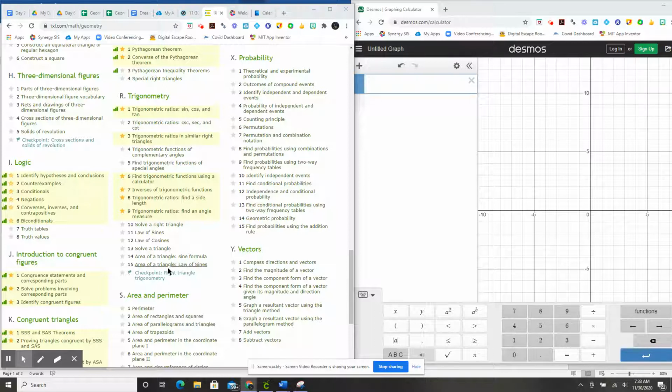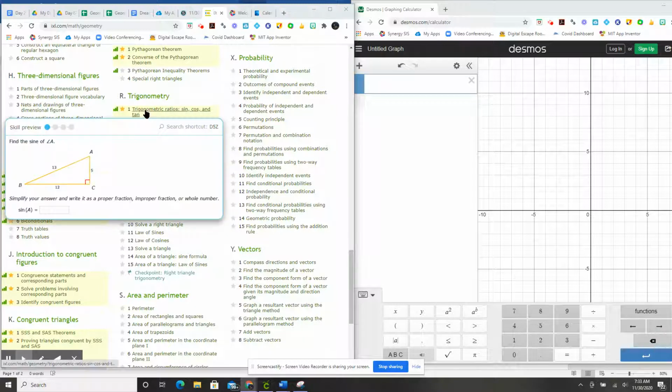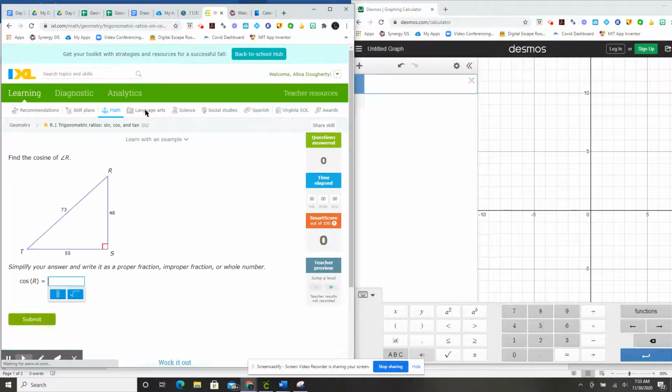So it's super important that you only do the highlighted skills here. Do not go try to do the other skills. We're not going to talk about those. That is for a whole other class, okay? We're going to start with trig ratios, sine, cosine, and tangent. So that's R1.